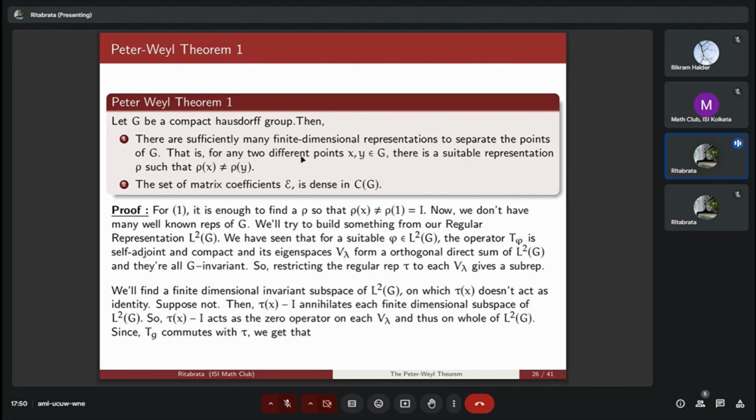And this proves our first statement. For our second statement, we'll show that the set of all matrix coefficients is dense in C of G. Let's try to see what we have obtained till now. Let's recall our statement of Stone-Weierstrass.